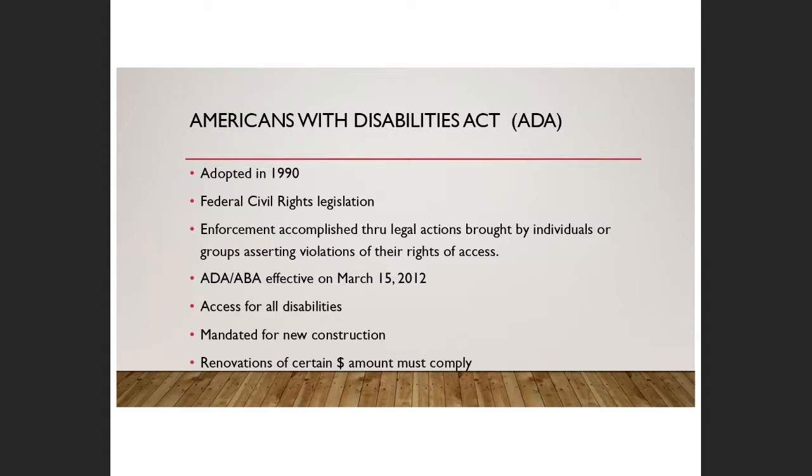The ADA is in essence a law that was passed that says that buildings need to make reasonable accommodations for people with physical disabilities.